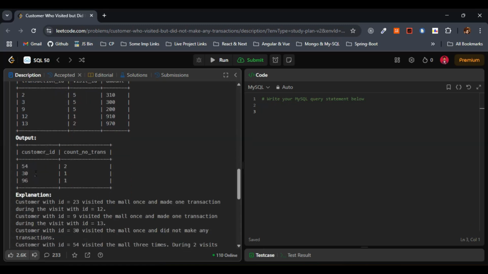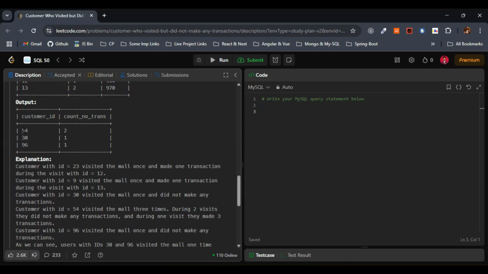So what we have to consider here, accordingly they have explained it very well here. In this case customer with ID 54 visited the mall 3 times, but 2 times they did not make any transaction, right? So here in this case we have to display this one as 2, returned with the customer ID 54 who did not make a transaction twice, so we'll be giving 2 here. Count no transaction here. You can clearly see this one, right? So 30 visited the mall once but did not make any transaction, so 1. Same goes with the 96. They have visited the mall once but they did not make any transaction here. 1, 2, 1 and 1, right? I hope this is completely clear.